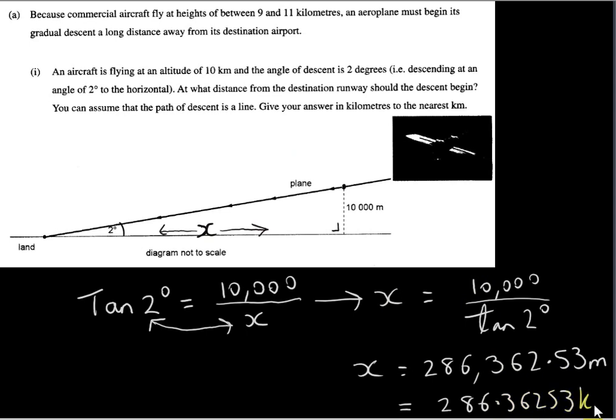286.3625 kilometers. We want this value to the nearest kilometer, so we want this number to the nearest integer. So we look to the first decimal place. It's less than 5, so we round this number to 286 kilometers. This number is closer to 286 than it is to 287.